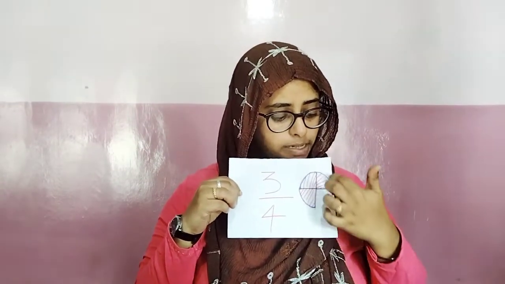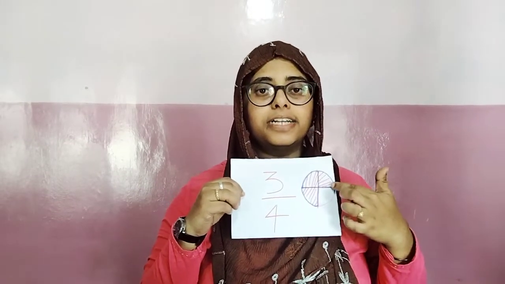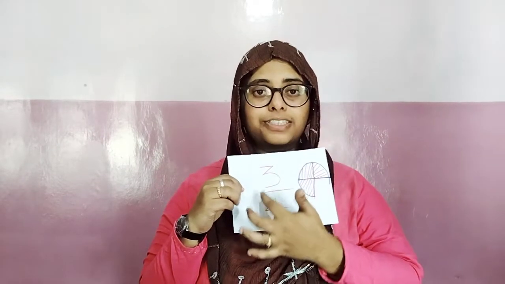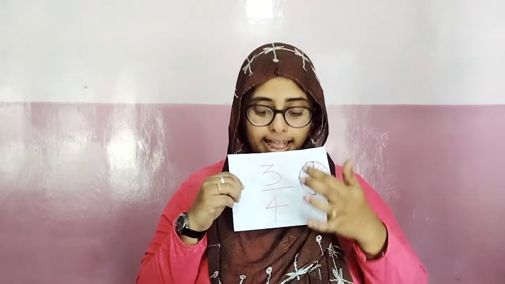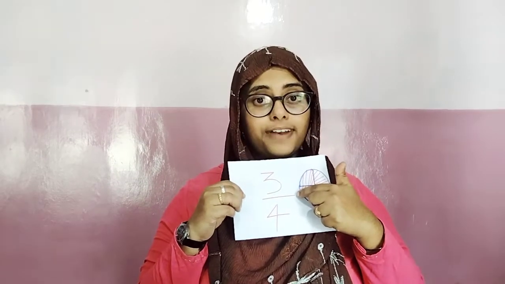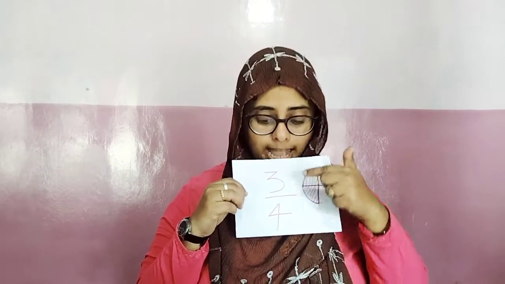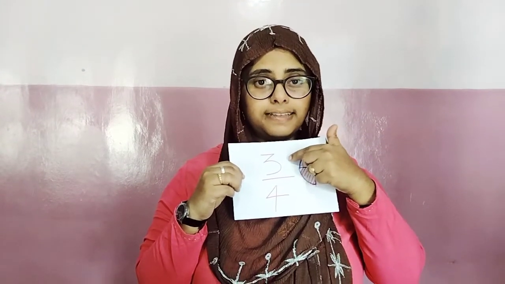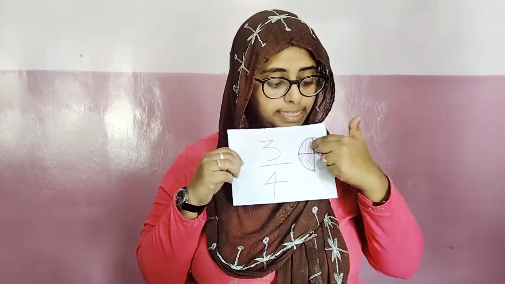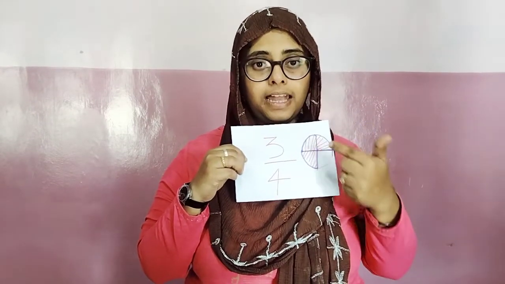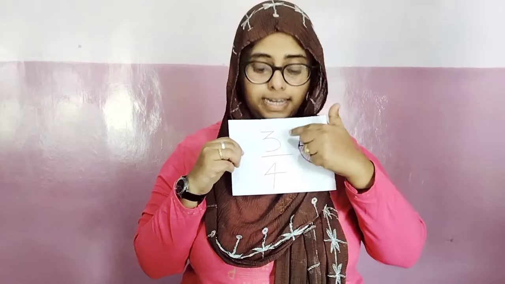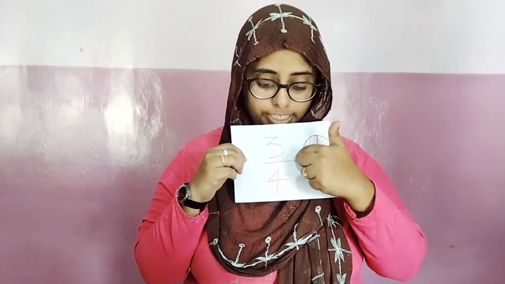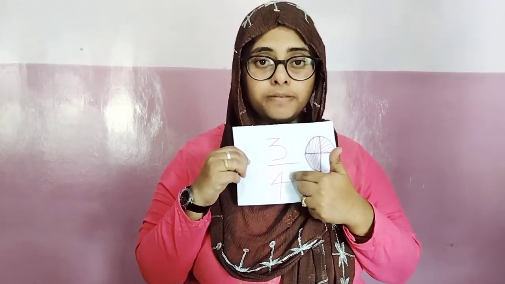It is a whole object and it is divided into 4 equal parts. So here we have the fraction 3 by 4. The middle line is called the fraction bar or division bar, and the number above is called the numerator. The numerator is the number of equal parts that are taken. The number below the division line is called the denominator.